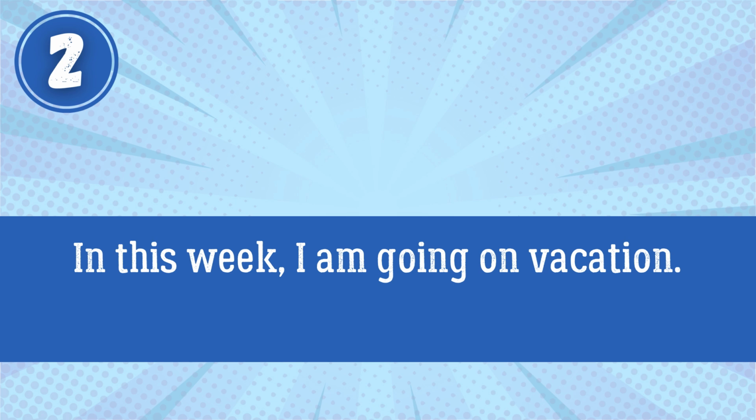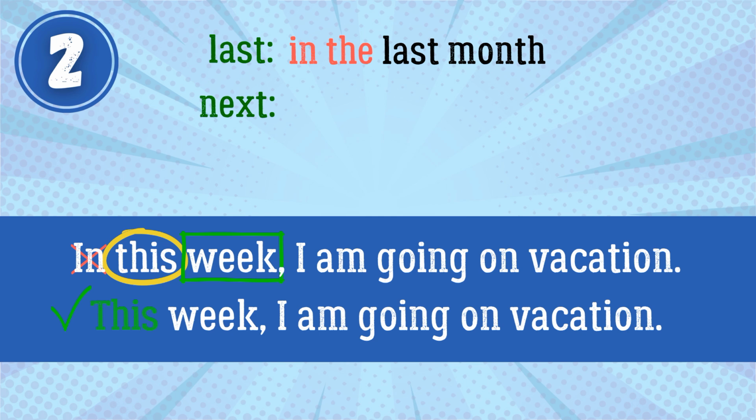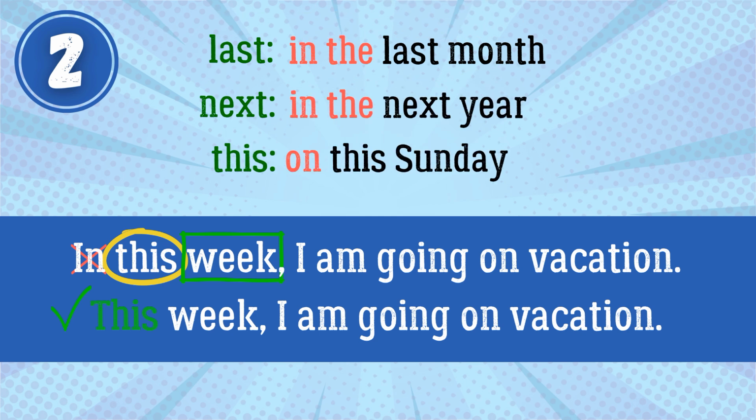All right. Even advanced learners fall into this trap sometimes. Remember, the word this with time periods doesn't need any prepositions. So, the correct way to say it is this week, I am going on vacation. The same rule applies to last and next. Instead of saying in the last month, in the next year, or on this Sunday, you should say last month, next year, and this Sunday.